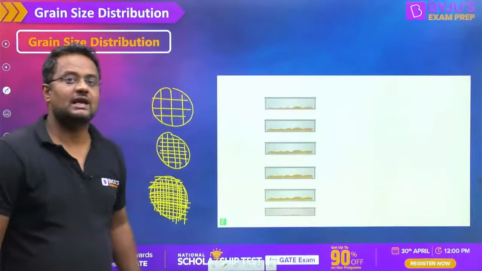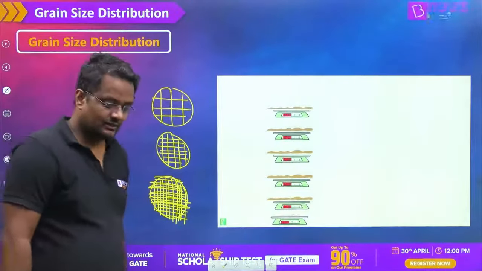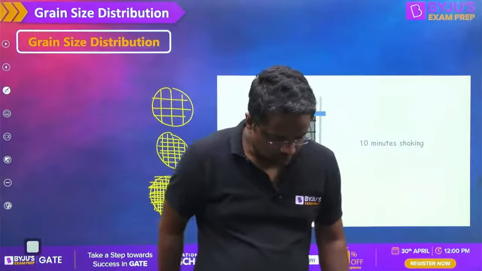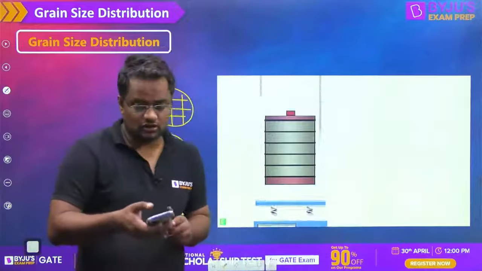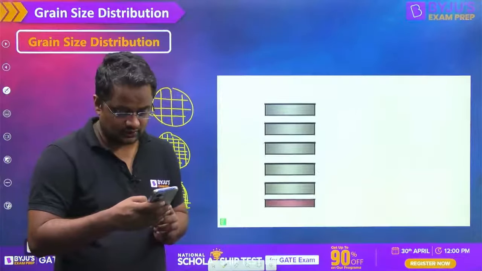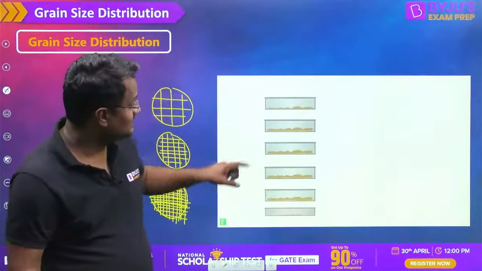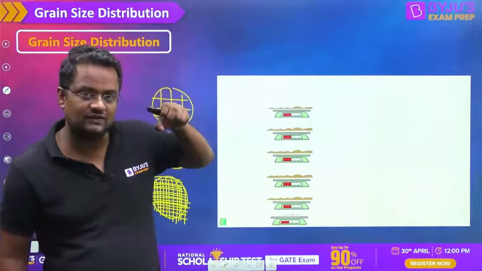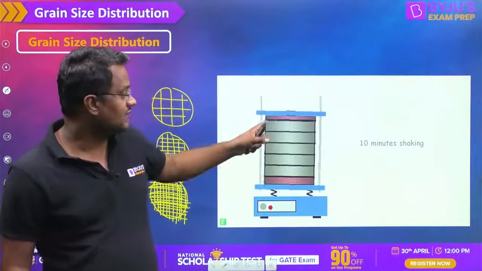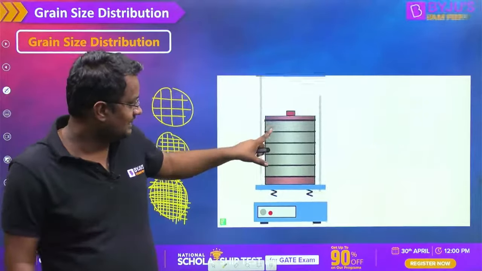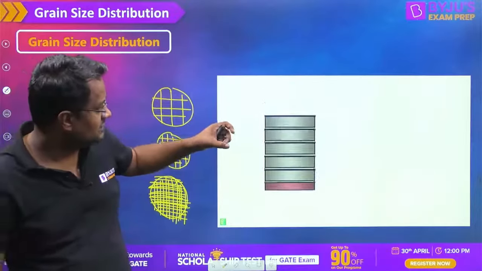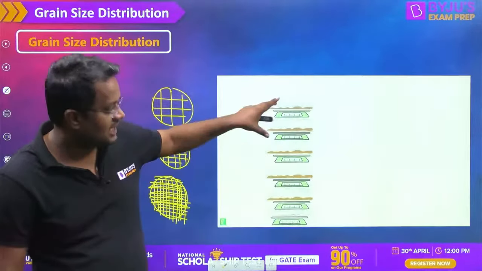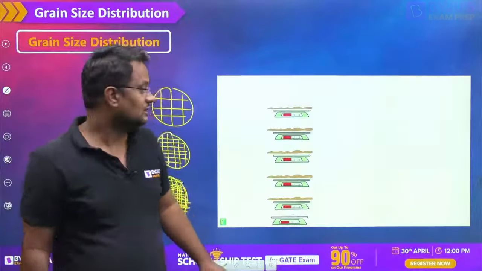So of course when we put 1000 gram of soil, we shake it, either mechanically or with motors. After shaking for 10 to 15 minutes, we take the different sieves and weigh what is retained on them. Bigger particles are retained here, medium particles here, smaller particles here, and we weigh the different sizes.